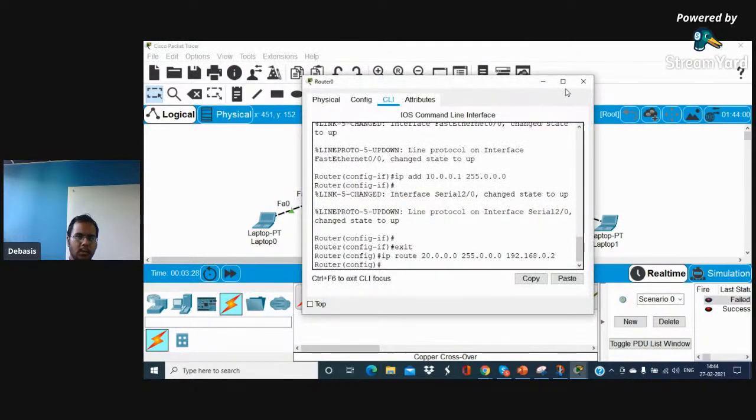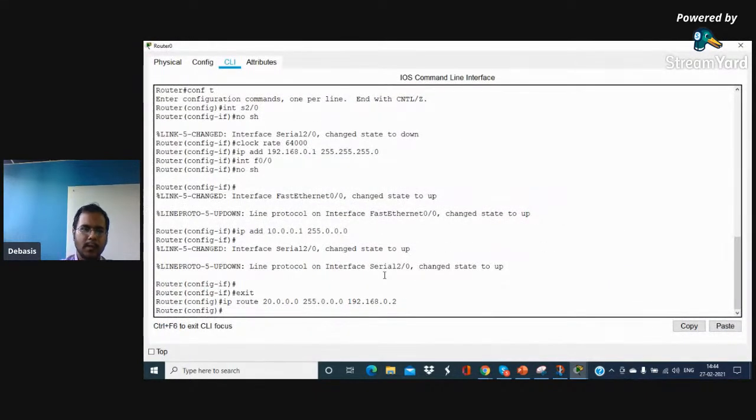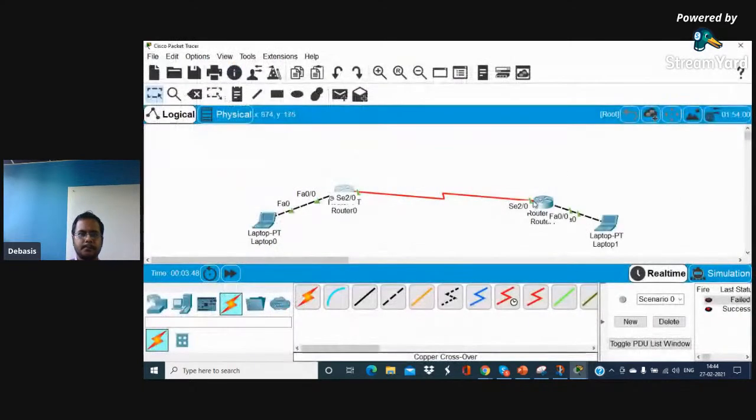And if I change it to a dynamic routing protocol, say OSPF or EIGRP, first we have to remove the static route because the AD value of a static route is 1. It is lower than any dynamic routing protocol. So if you configure a dynamic routing protocol, it will not show. The static route will always show. So first remove the static route, no ip route, on both the routers.